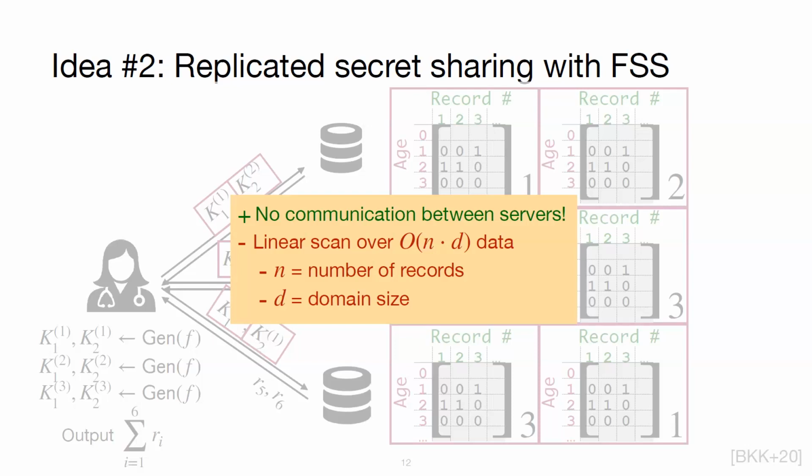However, now we need to do a linear scan over O(n times d) data, where n is the number of records and d is the domain size. We find that this domain size is fairly small for the applications that we're interested in, but this is still a trade-off. So communication comes at the cost of doing this linear scan.